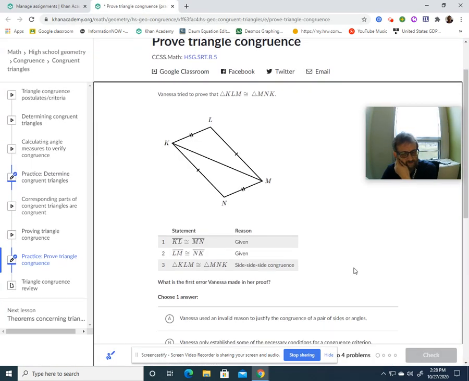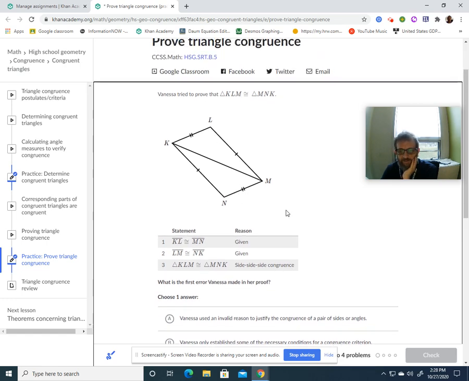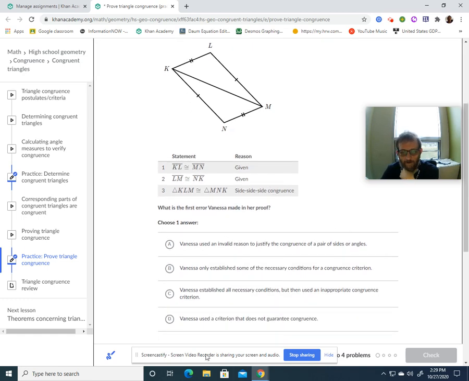Now, prove triangles. Okay, so they want me to prove. They've shown me that these are given, that KL is the same as MN. How's it given? They marked it for me on the picture. Now it says that triangle KLM is congruent to triangle MNK by side congruence. Well, the problem is we never established anything with this side. We could have easily said that KM equals KM, but they never said it. They left something out. So what did Vanessa do wrong?